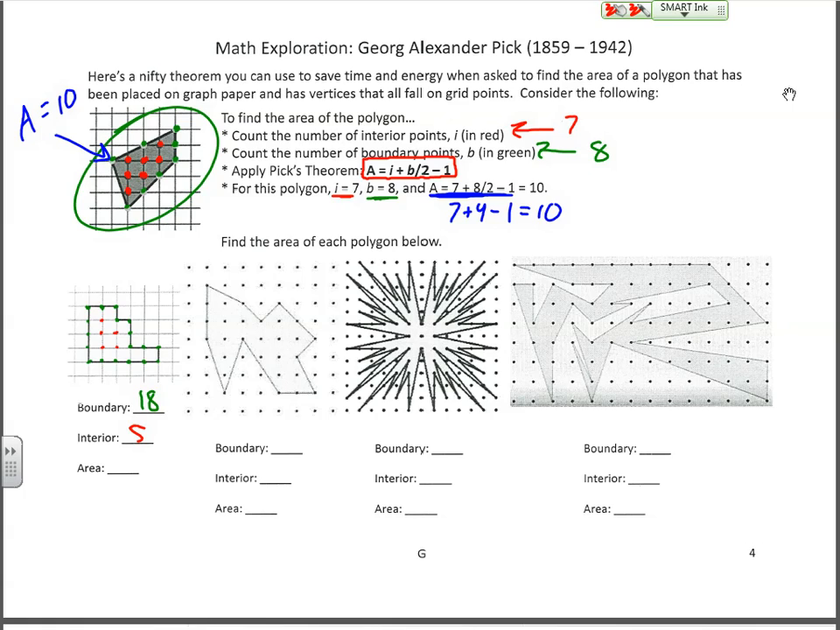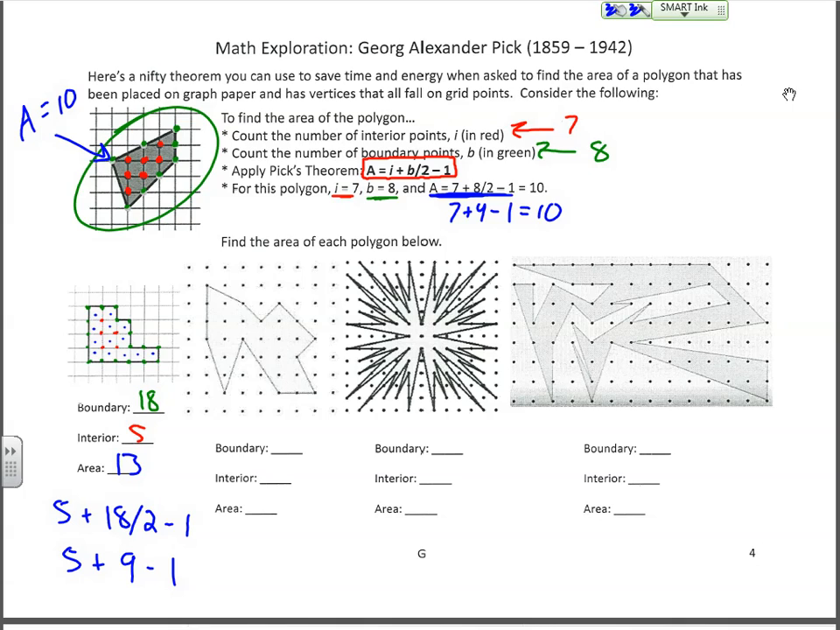Okay, so our formula is the interior plus the boundary divided by 2 minus 1, or 5 plus 9 minus 1. 5 plus 9 minus 1 is 13. And if I count these squares, 1, 2, 3, 4, 5, 6, 7, 8, 9, 10, 11, 12, 13, I see that the area is 13. So this theorem does work.